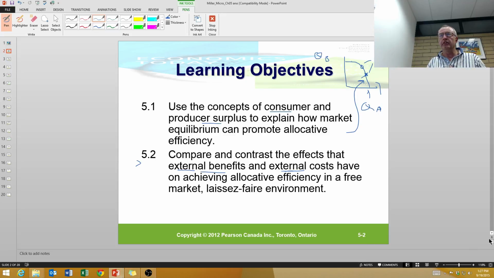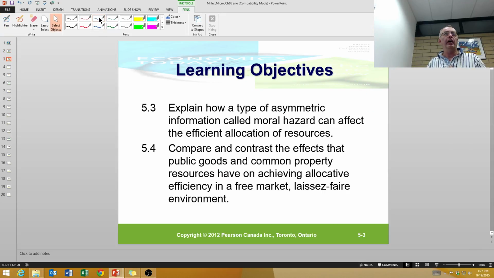Okay, then the next little section briefly talks about how we can end up at a point of non-allocative efficiency on the production possibilities curve if we have so-called asymmetric information. And then the final little section very briefly talks about if we have so-called public goods or so-called common property resources, then again society ends up at a non-allocatively efficient point on the production possibilities curve.